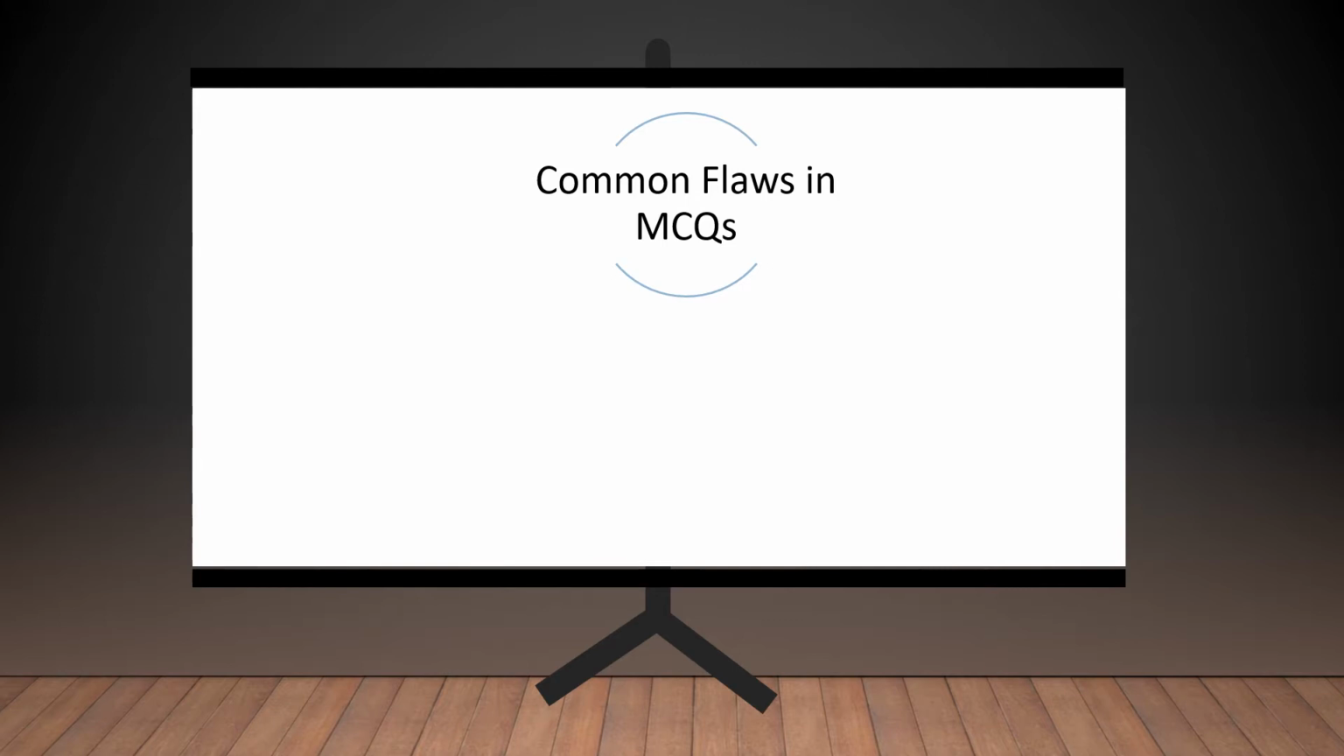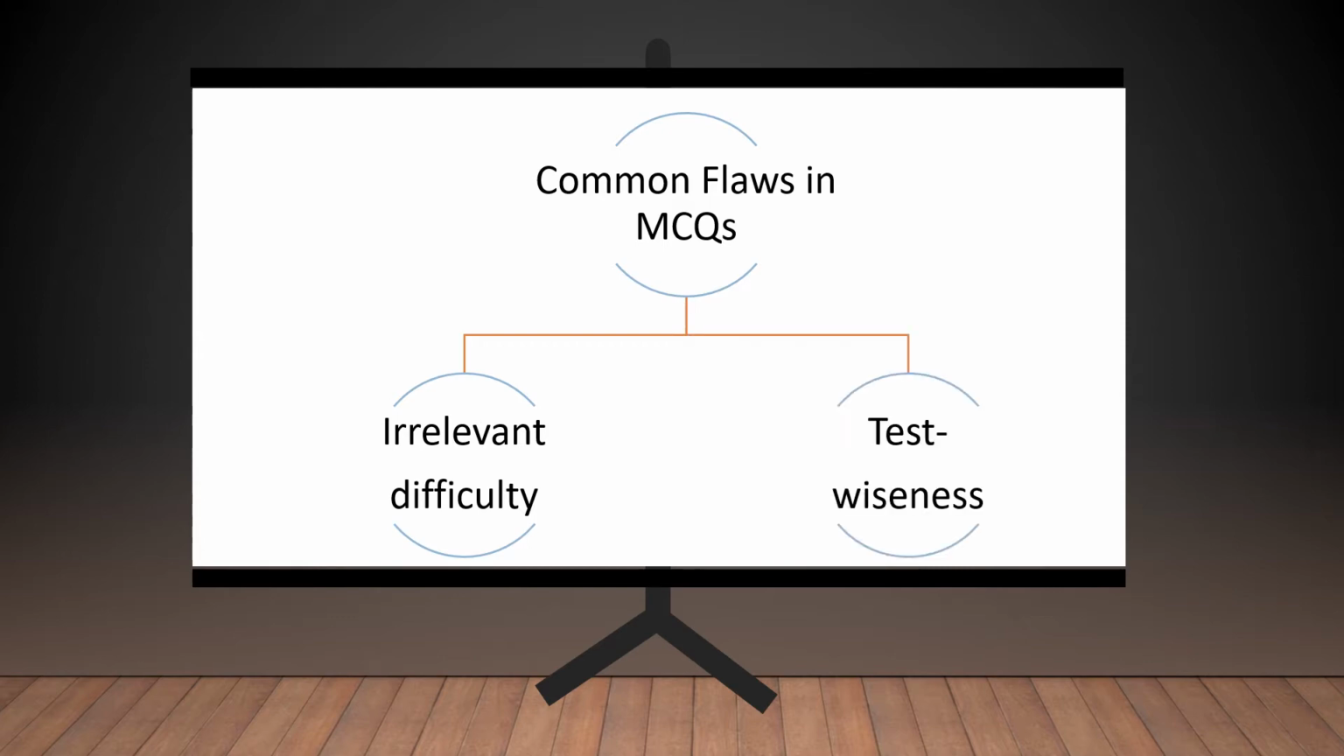Technical writing flaws fall into two broad categories. Flaws that tend to add unnecessary complexity and difficulty that is not related to the level of exam, and tend to confuse or trick examinees, are known as the irrelevant difficulty flaws. Flaws that lead test-wise examinees to the correct answer without having the knowledge or the background material are known as test-wiseness flaws.